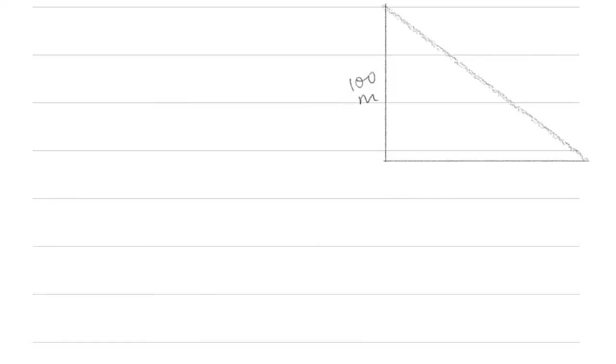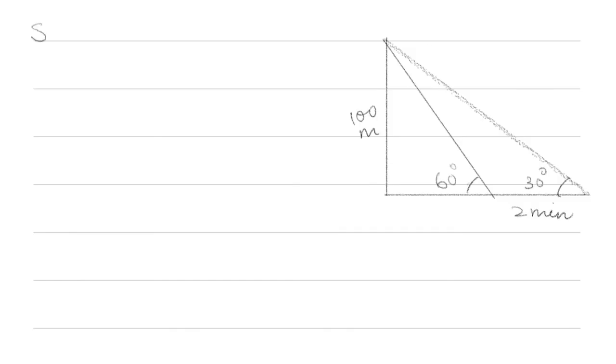In this question, we are given a lighthouse which is 100 meters high. The angle of elevation changes from 60 degree to 30 degree in 2 minutes. This is 60 degree, this is 30 degree. And we have to find the speed of the boat in meter per minute. Let's name the vertices as A, B, C and D.